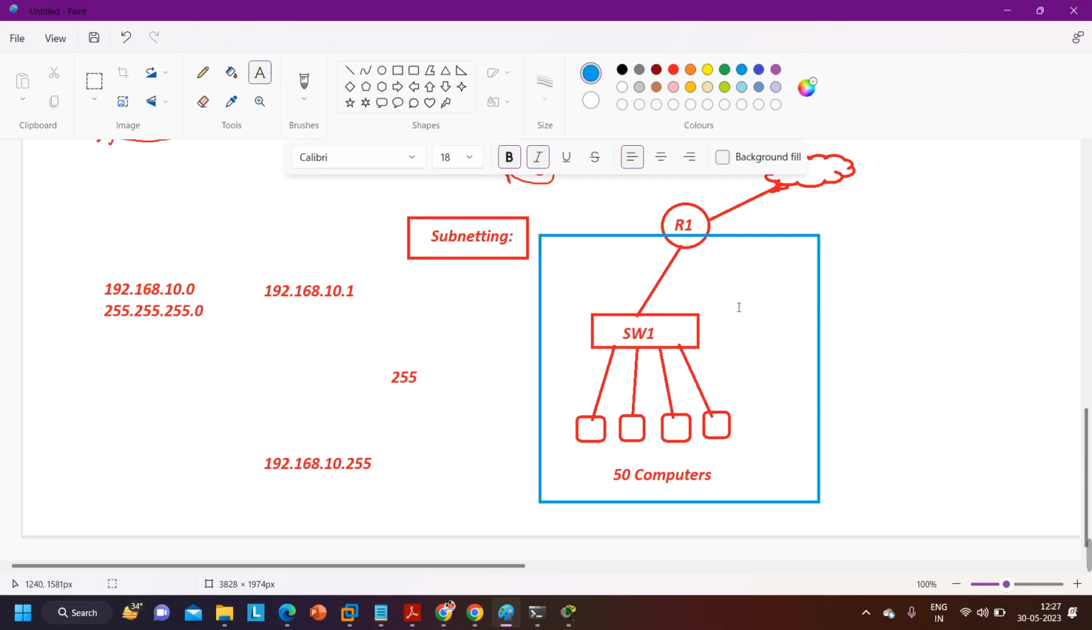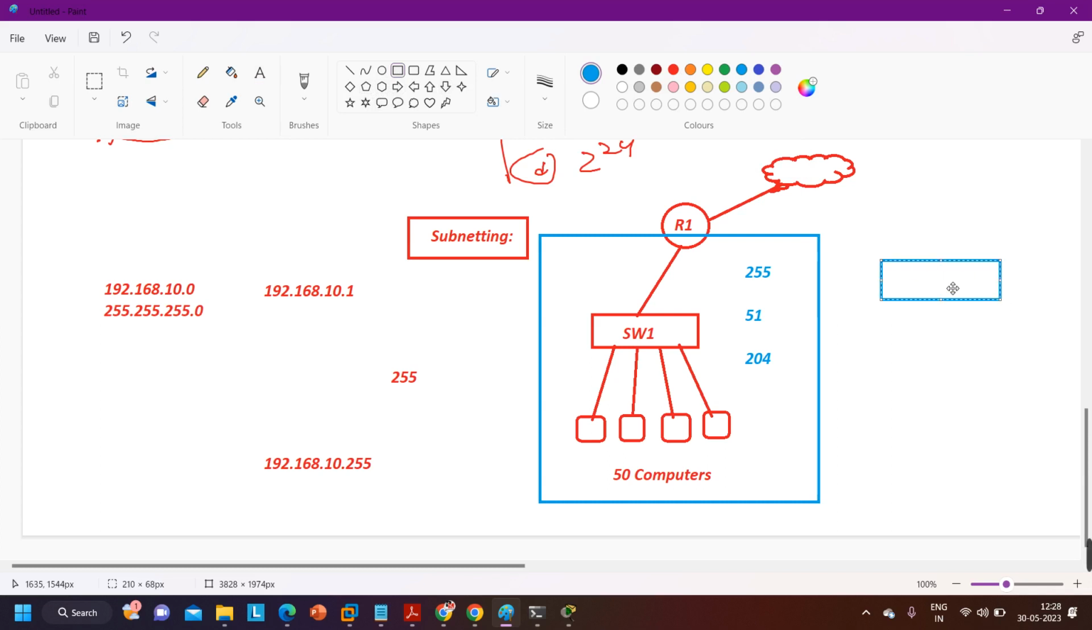In class C, how many IP addresses will they get? 255. How many will they use? 50, let's say 51. So how many IP addresses have we wasted? 204. They have wasted 204 IP addresses.